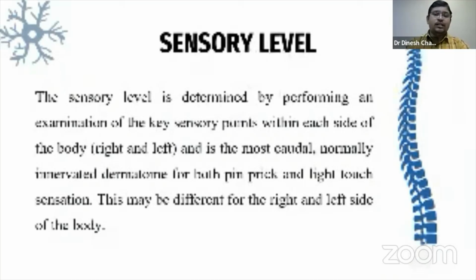Sensory level: how to determine or perform it. The sensory level is determined by examining the key sensory points within each side of the body, right side and left side. It is the most caudal normally innervated dermatome, tested with pinprick and light touch. For this, you should know what the dermatomes are, where they are, and how to test them. This may be different for the right side and the left side. So we come to know the level on the right side and on the left side, that is, up to where the patient has preserved normal sensation, whether pinprick or light touch.